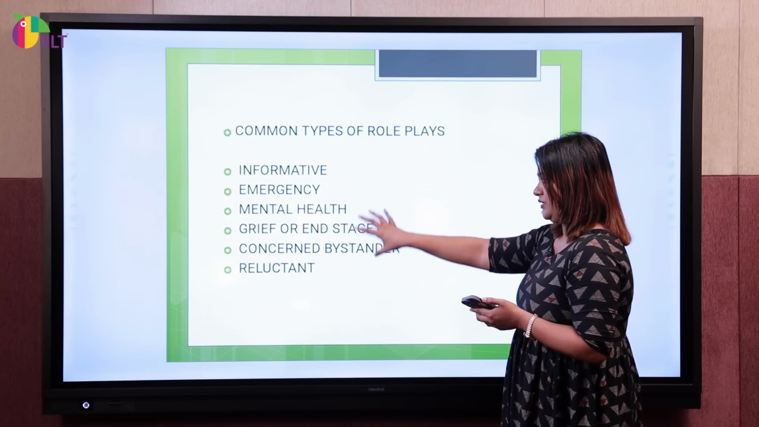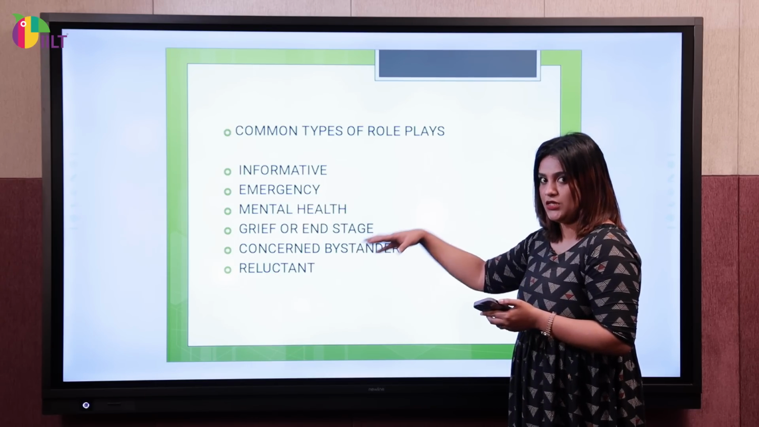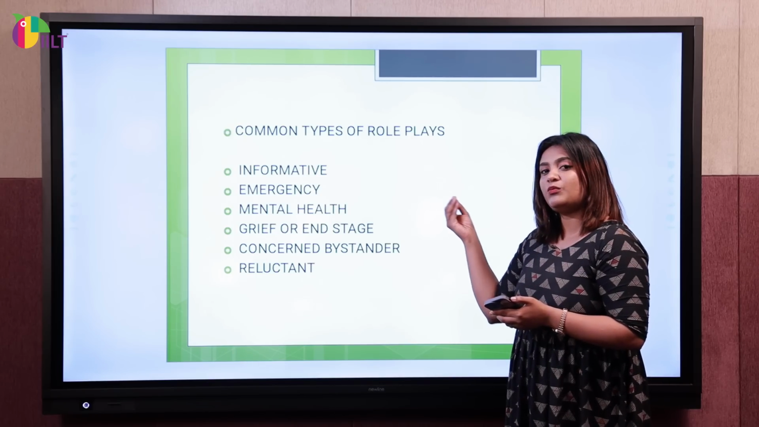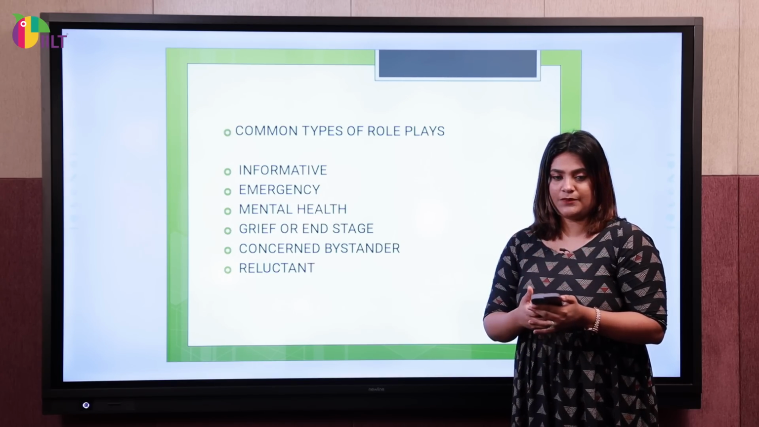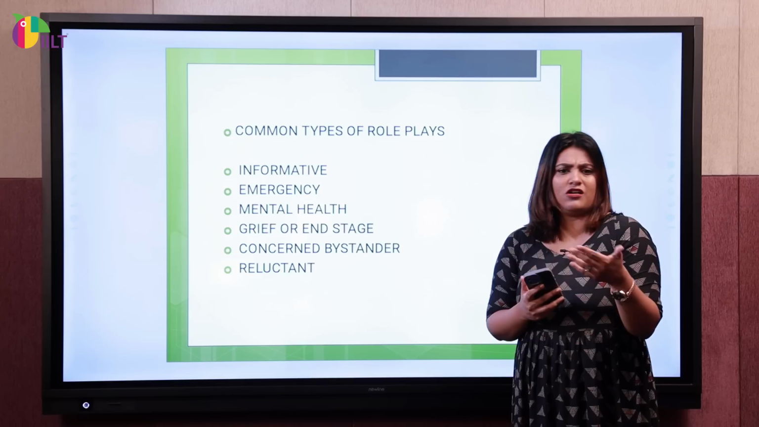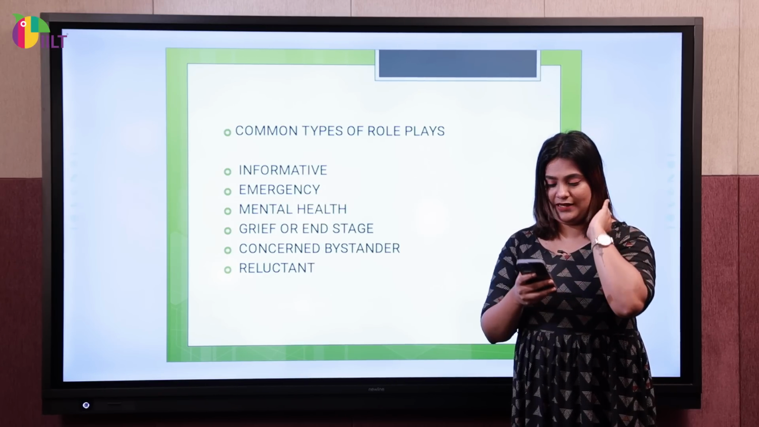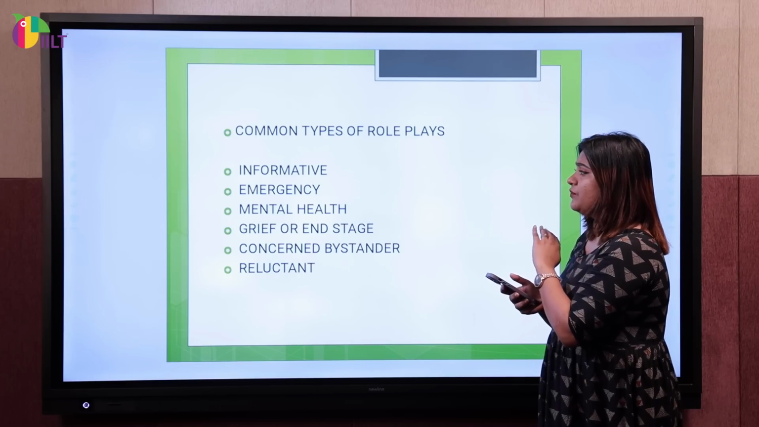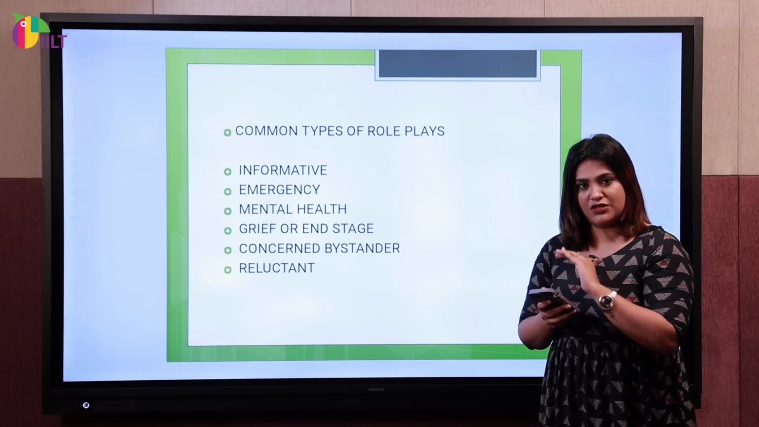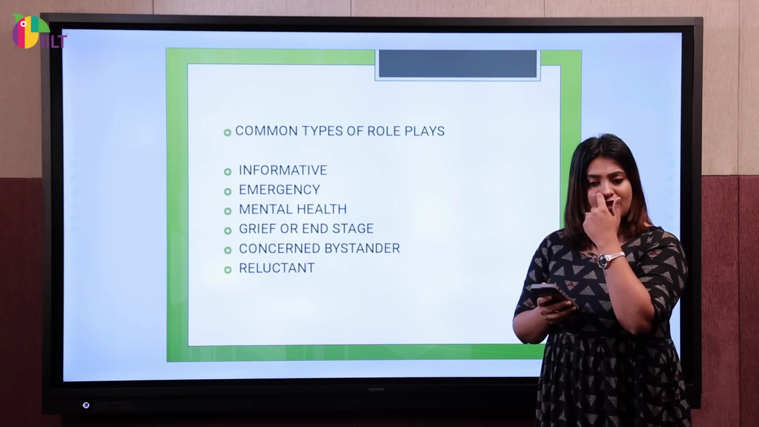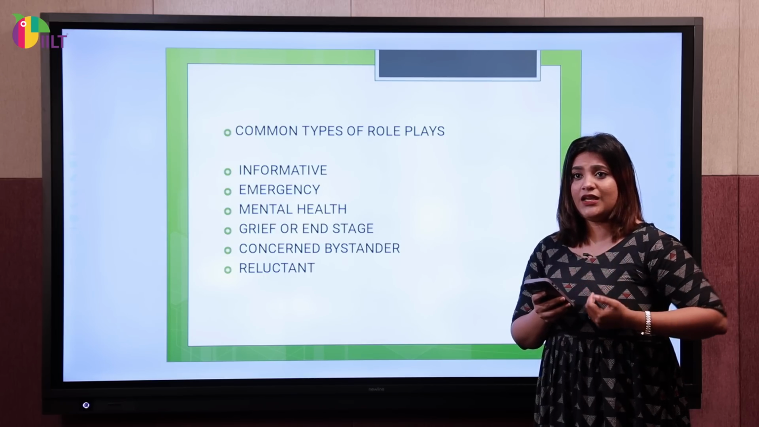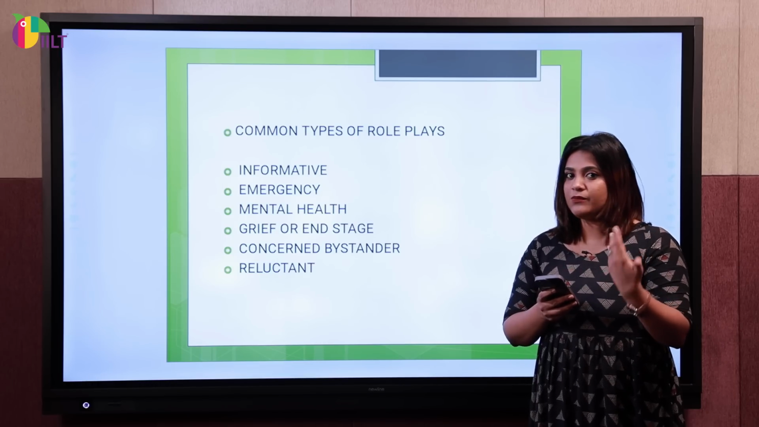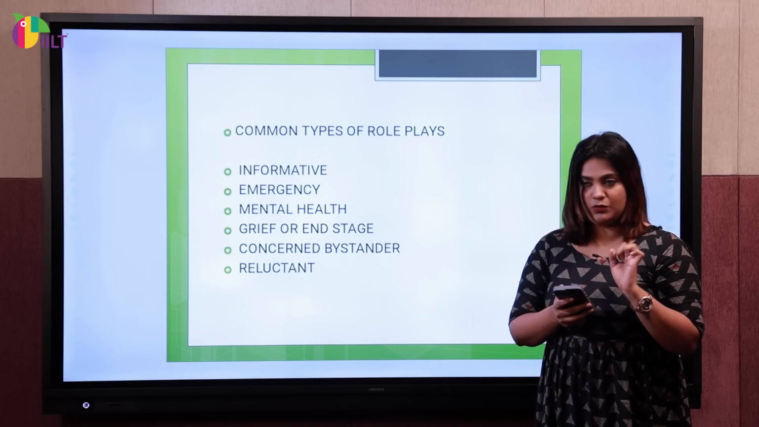We will see what these 6 types of role plays mean in the coming slides, but I'm just giving you a brief idea about it. Informative is nothing but you're providing information or educating the patient or the bystander, depending upon the case note that you're dealing with. That is the first type of cue card. The second type of role play that you might come across is emergency. Emergency means you're talking to a patient or a bystander who is in a very emergency kind of situation, and you need to do something immediately. You might get that type of cue card.